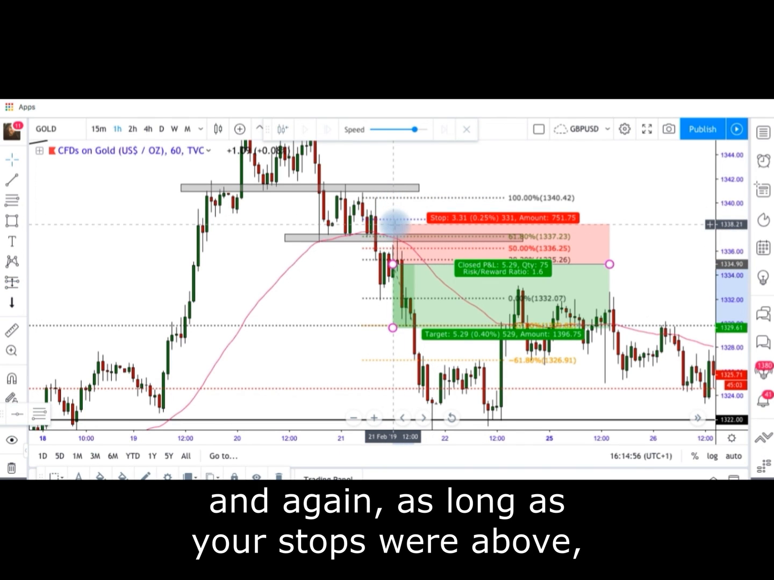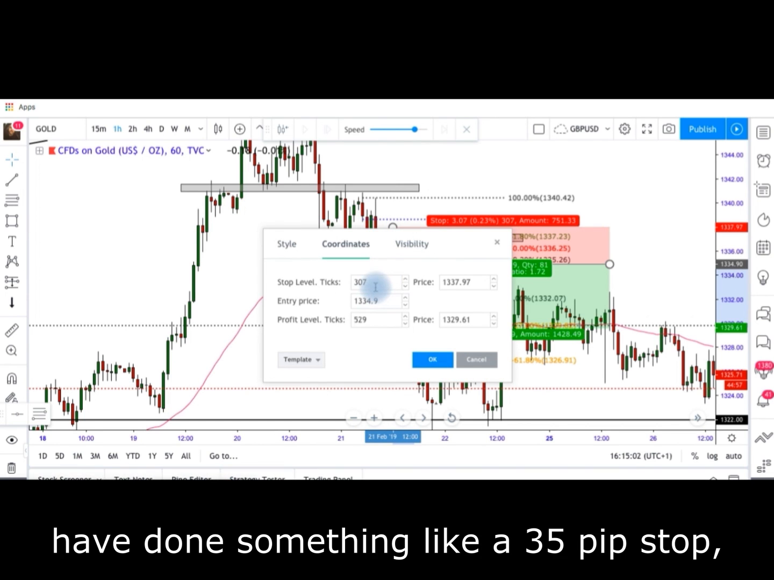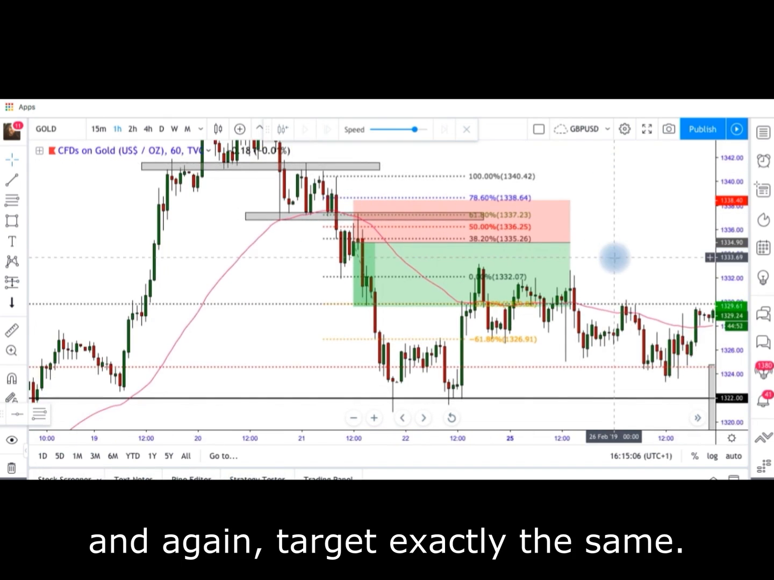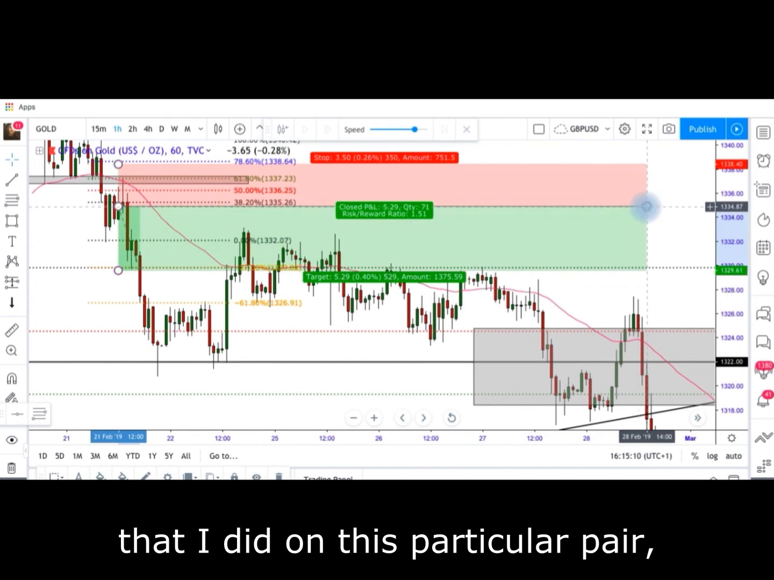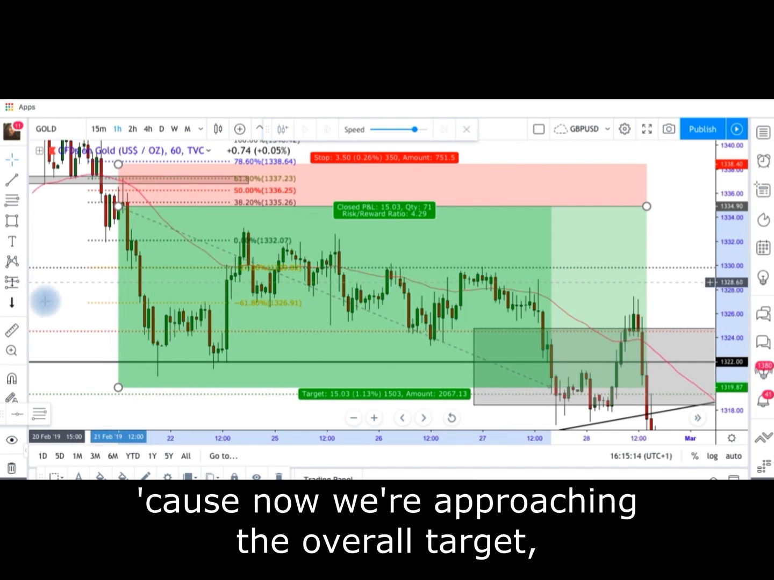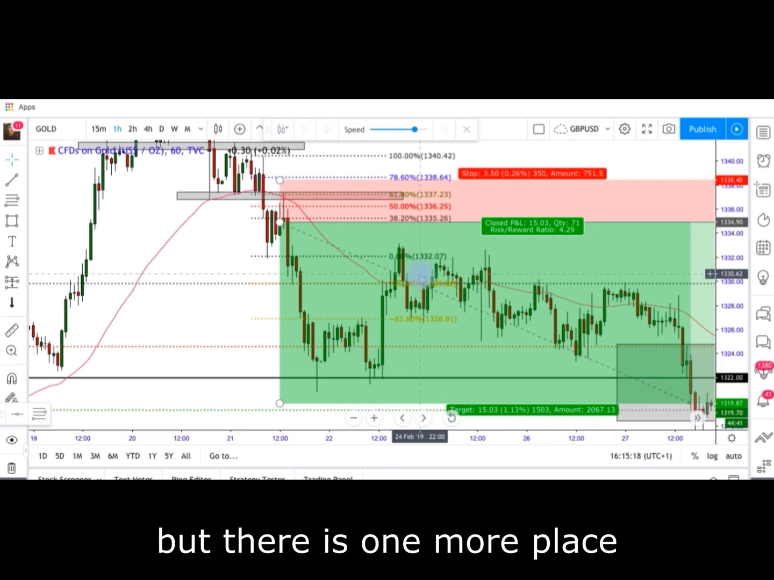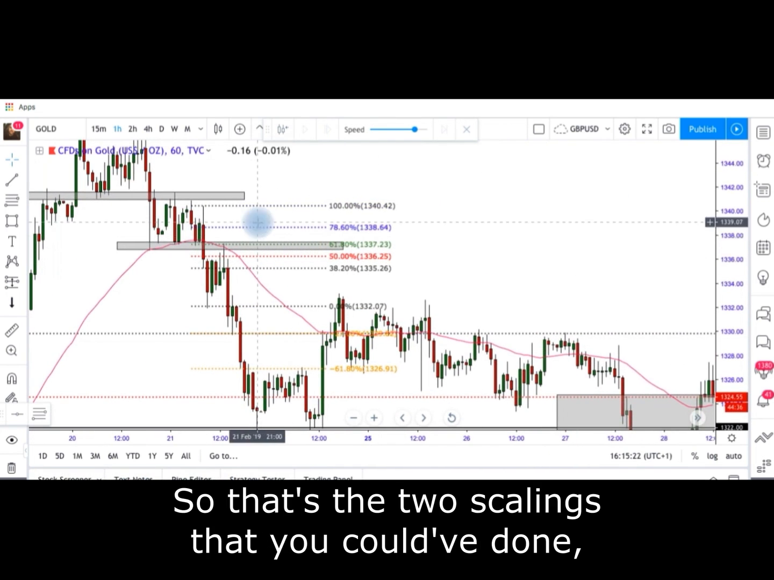And again, as long as your stops were above. So to be safe, I probably would have done something like a 35 pip stop. And again, target is exactly the same. Now this probably would have been the last trade that I did on this particular pair. Because now we're approaching the overall target. The risk to reward is going to minimise dramatically. But there is one more place where you could have taken a trade. Okay, so that's the 2 scalings that you could have done.